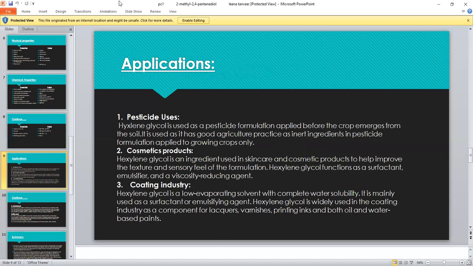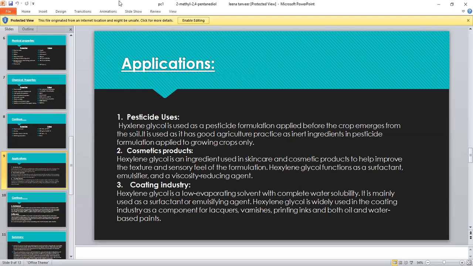The next is the cosmetic product. It is used in cosmetics and skincare because it helps to improve the texture and the sensitive feel of formulation. It is used as a surfactant, emulsifier, and viscosity reducing agent, as it reduces the viscosity of the liquid or substance. When it is used as an emulsifier, it encourages the suspension of one liquid into another. As a surfactant, it lowers the surface tension.